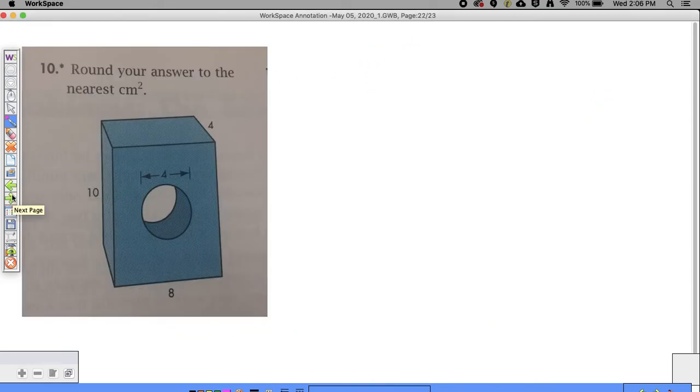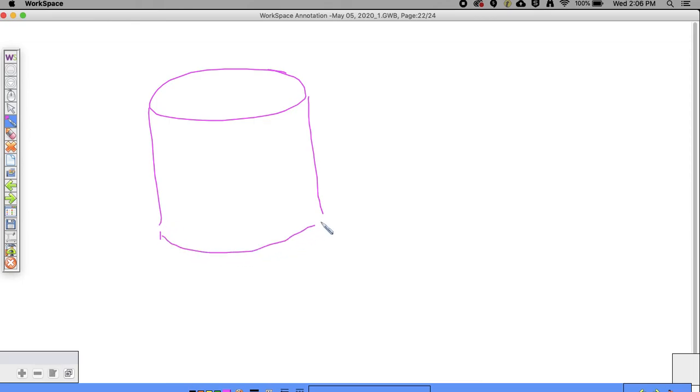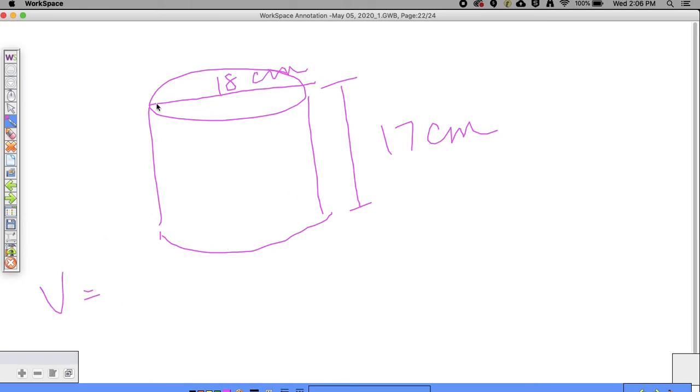So here we have a semi-cylinder, but before we do that, let's do a full cylinder, right? I'm going to go over here, and let's say we've got a can of soda, okay? And this is 18, and this is 17, we'll say centimeters, and we want to get the volume of this, right? So if we want to get the volume, we know that it's equal to pi r squared times h, because again, the area of our base is the circle, times our height. But notice, what did I actually give you? That's correct. I gave you the diameter.